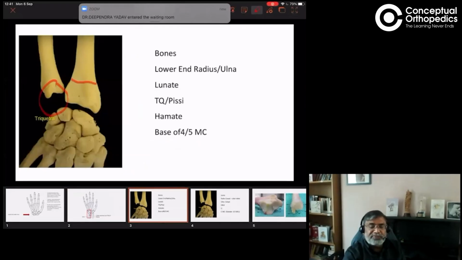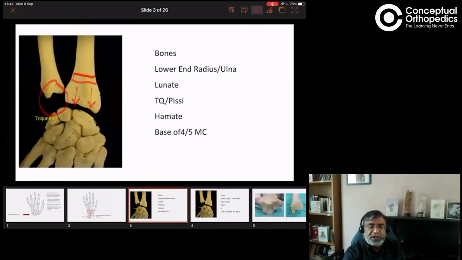So a malunited radial fracture may not present with a central or a radial sided pain. It actually may have no symptoms here, although the cause is here, but the pain may be on the ulnar side. So it is an important concept to understand for your exam and also in clinical practice, that how the ulnar side wrist pain starts, and you have to find out where is the main pathology.